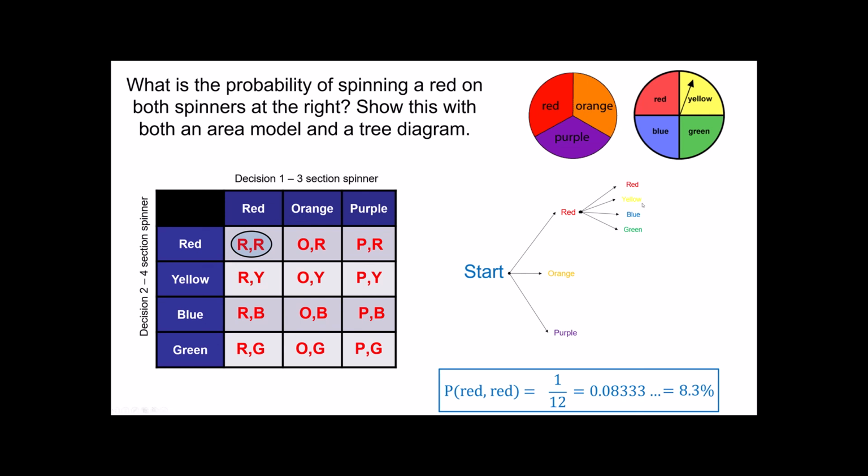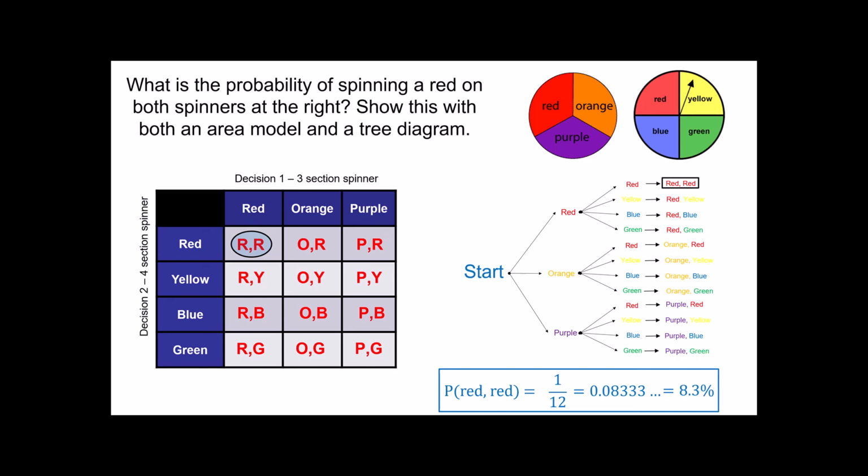Notice the yellow doesn't show up real well. Sorry about that. I didn't pick the spinner. I just copied and pasted it. If I get an orange on the first spinner, I could still get any of those on the second. If I got a purple on the first spinner, I could still get any of those on the second. Where do I have red, red? If I list my choices, you can see there's only one red, red out of all the possibilities.